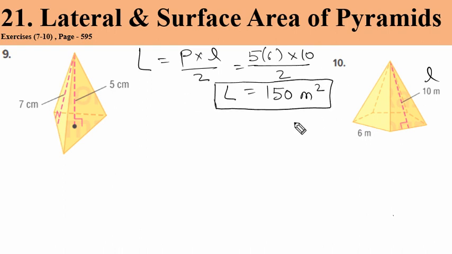This was easy, right? Now let's talk about the surface area. Surface area is lateral area plus base area. Lateral area is 150. Now what about the base area? Can you find the base area in this one? Now you know that this is 6, this is 10, this is a pentagon. So how to find the area of a pentagon?